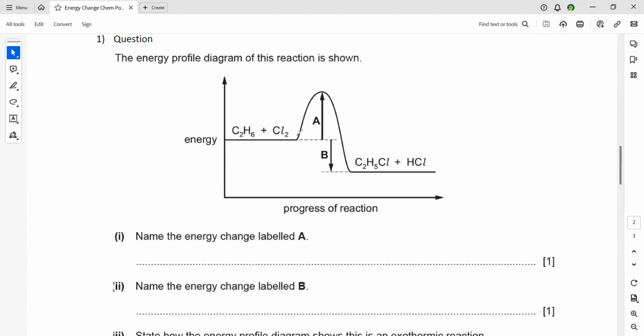So what A stands for, like these are the reactants, and this one is a product. So from reactant till the start of a reaction, what we call that as activation energy. Means the minimum possible energy which we need to start up a reaction.